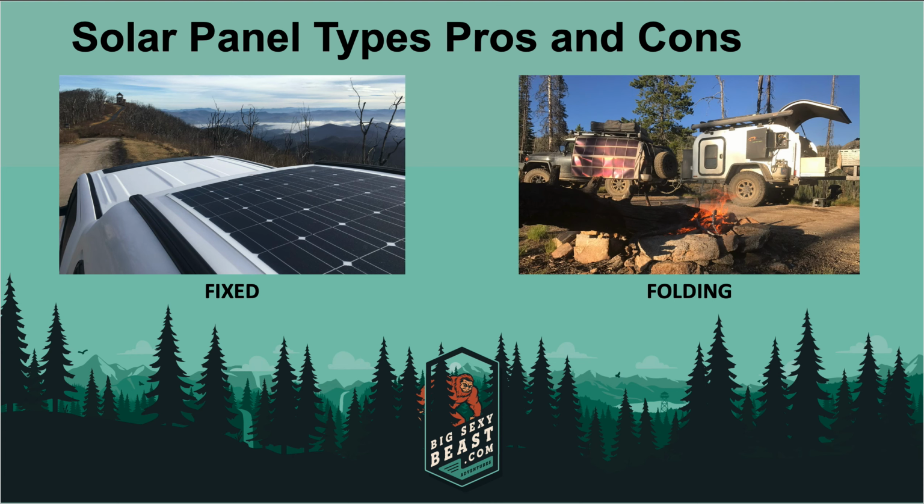The downsides are that the fixed solar panel on top of the Tundra for 200 watts is less than $200. That 120-watt folding blanket that's hanging there on the FJ is about $1,600. So it is at least 8 times more expensive for less wattage on the FJ folding panel.